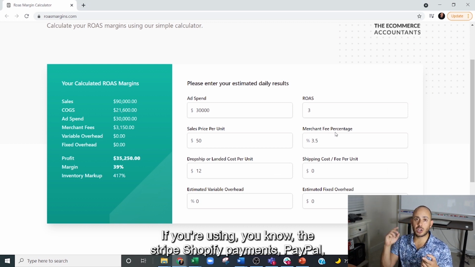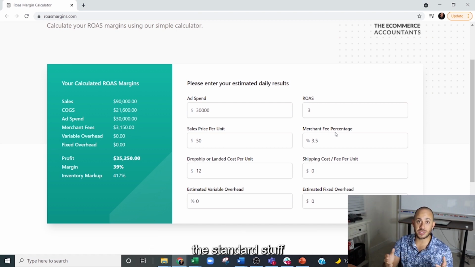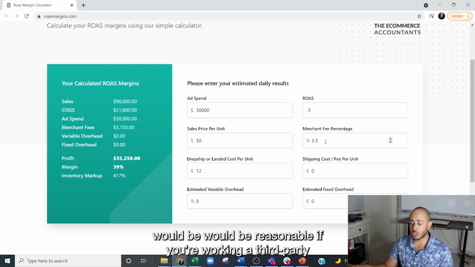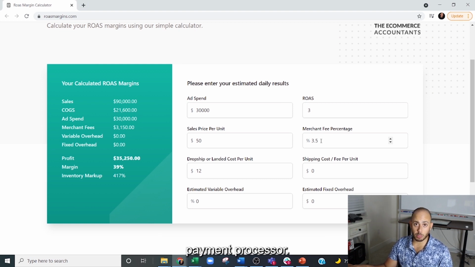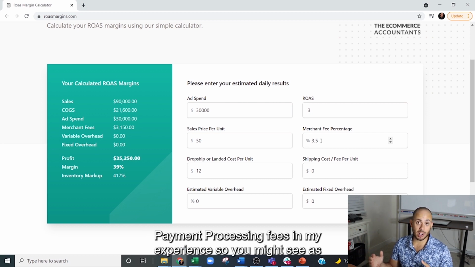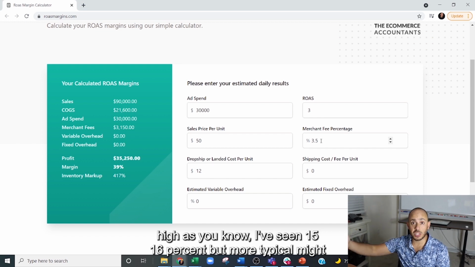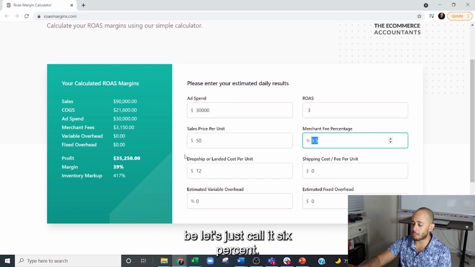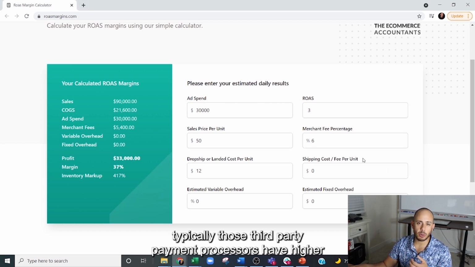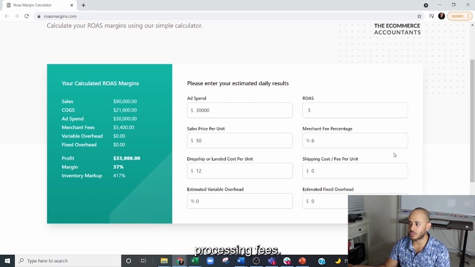If you're using Stripe, Shopify Payments, PayPal, the standard stuff, 3.5% or maybe even lower would be reasonable. If you're working with a third-party payment processor like EC Processing or bank card or a company like that, I've seen higher payment processing fees in my experience. So you might see as high as, I've seen 15, 16%, but more typical might be, let's just call it 6%, okay? Typically those third-party payment processors have higher processing fees.